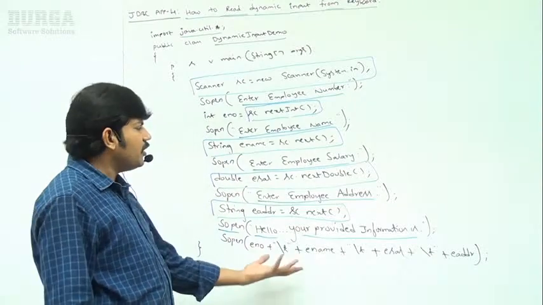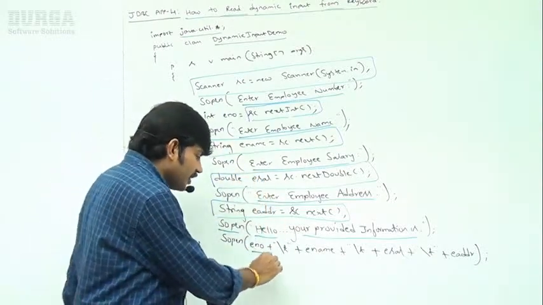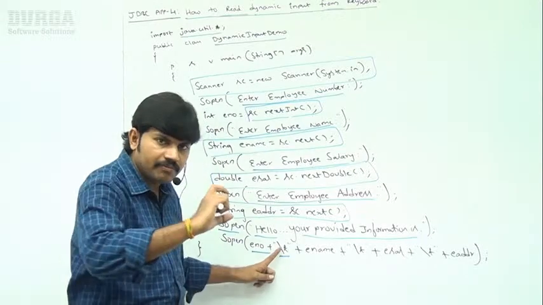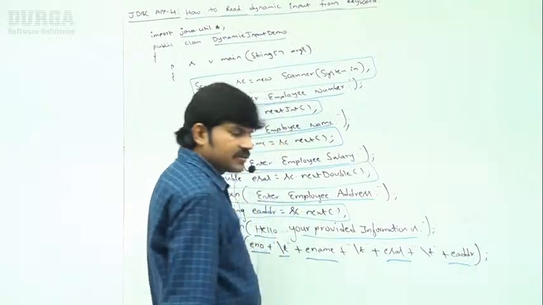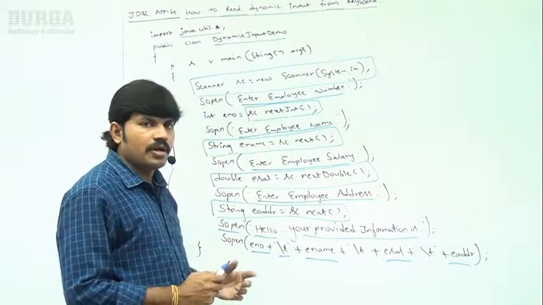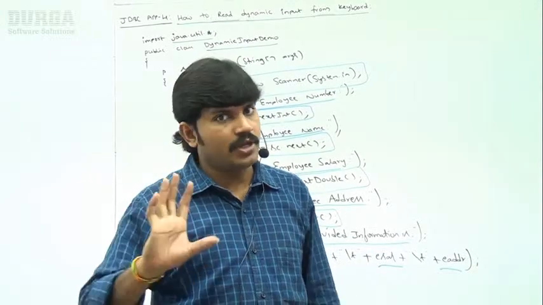Now System.out.println, "Hello, your provided information is". I'm just trying to print whatever information I read from the command prompt: employee number, then backslash t, a tab of spaces, then ename, esal, and eaddress. That's all. This is the simple program showing how to read dynamic input from the keyboard.